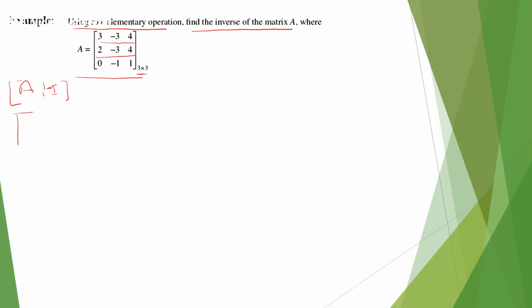Means 3 minus 3 4, 2 minus 3 4, 0 minus 1 1, and we write the identity matrix of the same order, that is 3. So we write the identity matrix of order 3, which is 1 0 0, 0 1 0, 0 0 1. Now you have to remember this is A, and this is an identity matrix.